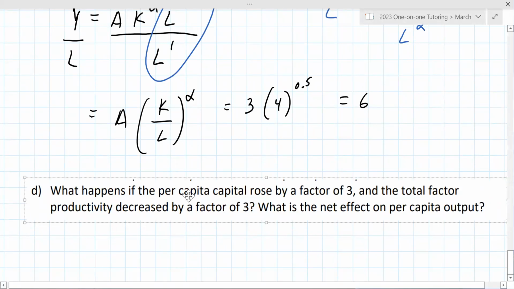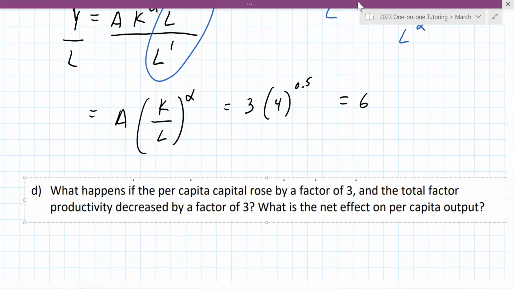Okay. So it says here, what happens if the per capita capital rose by a factor of 3? Okay, so what do you take that to mean?